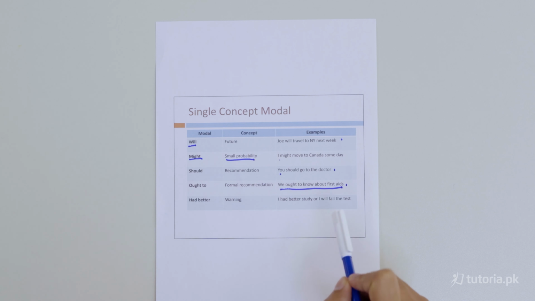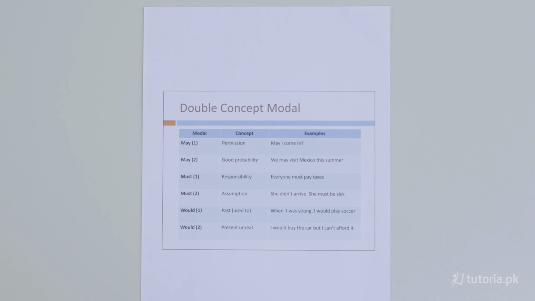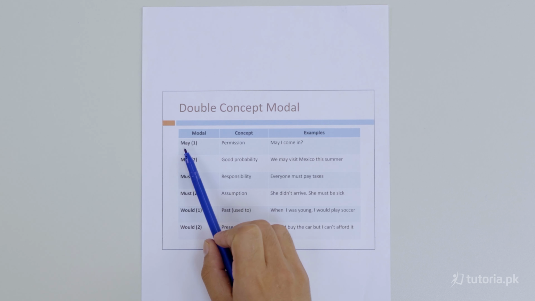Now let's discuss double concept modals. The double concept modals are may, must, would. These are the first three modals which we are discussing here as double concept modals, which show two different meanings in different sentences. For example, the first word is may.